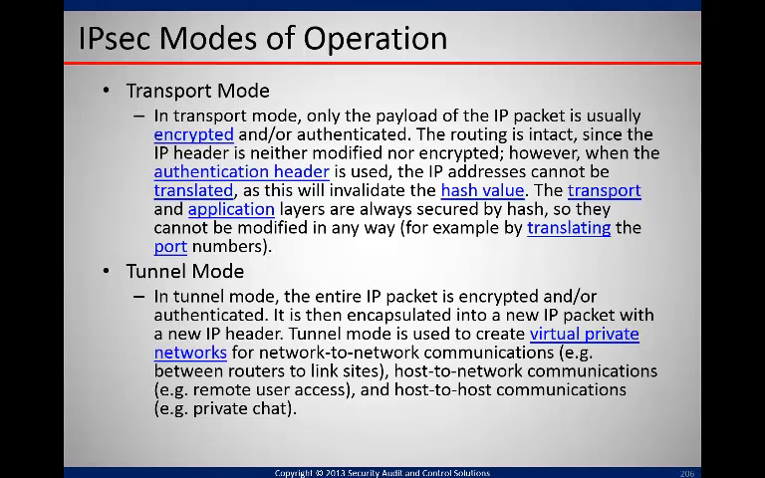In tunnel mode, the entire IP packet is encrypted and authenticated. It is then encapsulated into a new IP packet with a new IP header. Tunnel mode is used to create virtual private networks for network-to-network communications, for example between routers and link sites, host-to-network communications such as remote user access, and host-to-host communications such as private chats.